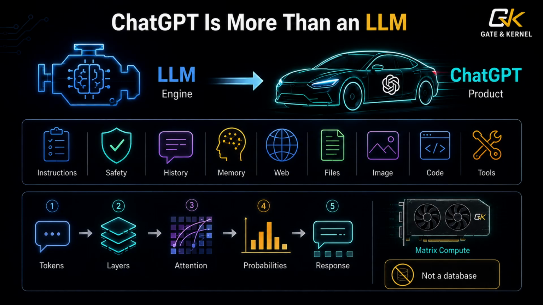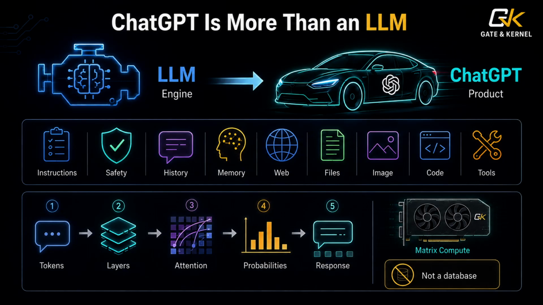In the same way, ChatGPT is more than an isolated language model. Depending on the task and available features, it may combine a model with system instructions, safety mechanisms, conversation history, memory, web search, file analysis, image understanding, code execution, and external tools. The capabilities seen by the user are therefore produced by the model and the surrounding product system working together.